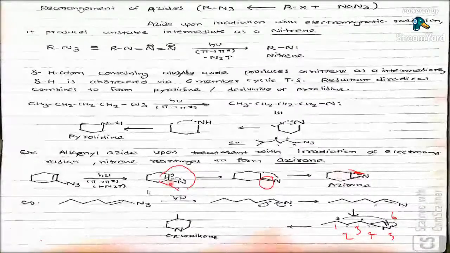Now, if it is a cyclic structure, the reaction will proceed with this mechanism, which is a simple structure. And if it is an open structure, then there will be abstraction of alpha hydrogen. So here you will get cycloalkane as a product.